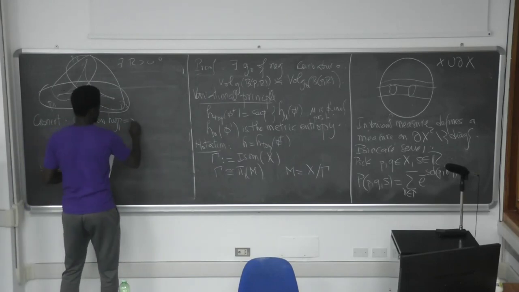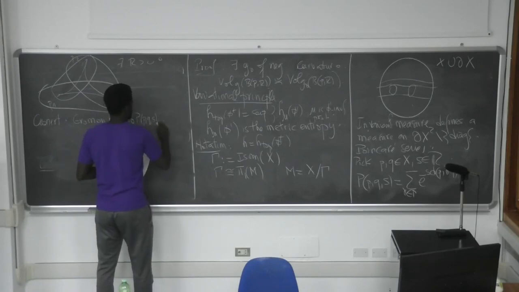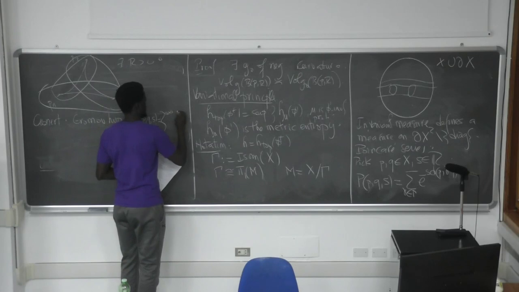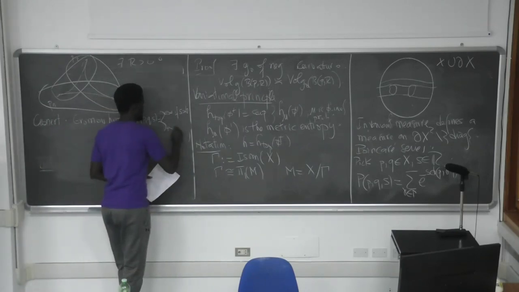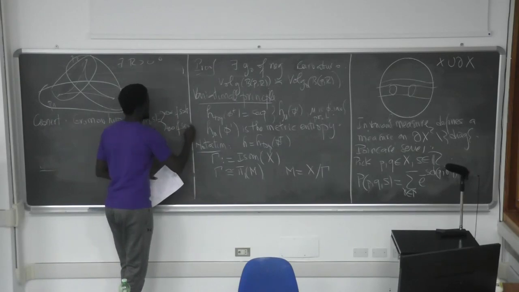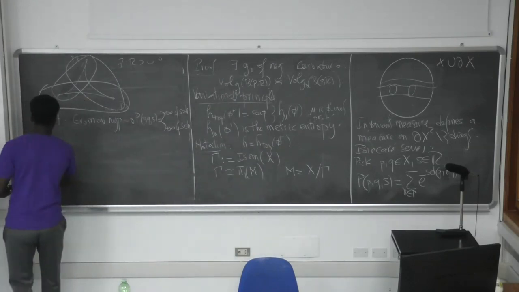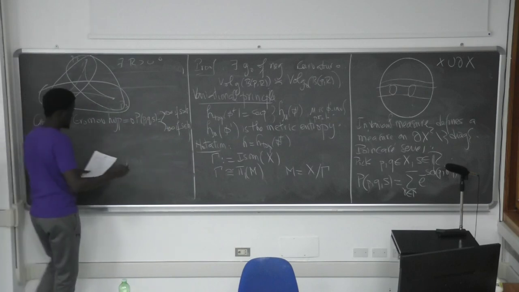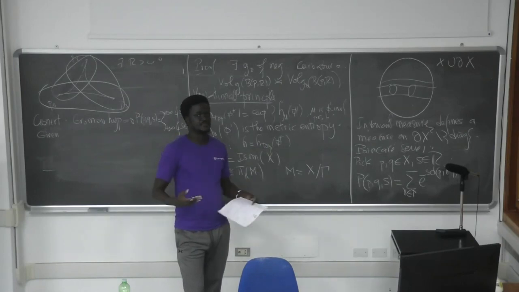So Gromov hyperbolic implies that this Poincaré series is finite when S is bigger than the topological entropy H, and it diverges if S is less than or equal to H. How do we use this? We use this Poincaré series to define a family of measures. This is the usual way to define invariant measures: you define Dirac deltas along an orbit, and then the limit measure you get will be an invariant measure.